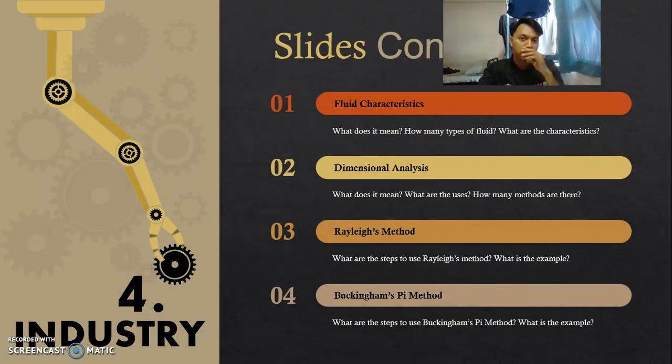The slide contents are, first, fluid characteristic. What does it mean by fluid characteristic? How many types of fluid are there and what are the characteristics? Second is dimensional analysis. What does it mean? What are the uses and how many methods are there? Third and fourth are the methods of dimensional analysis, which are Rayleigh's method and Buckingham's pi method.